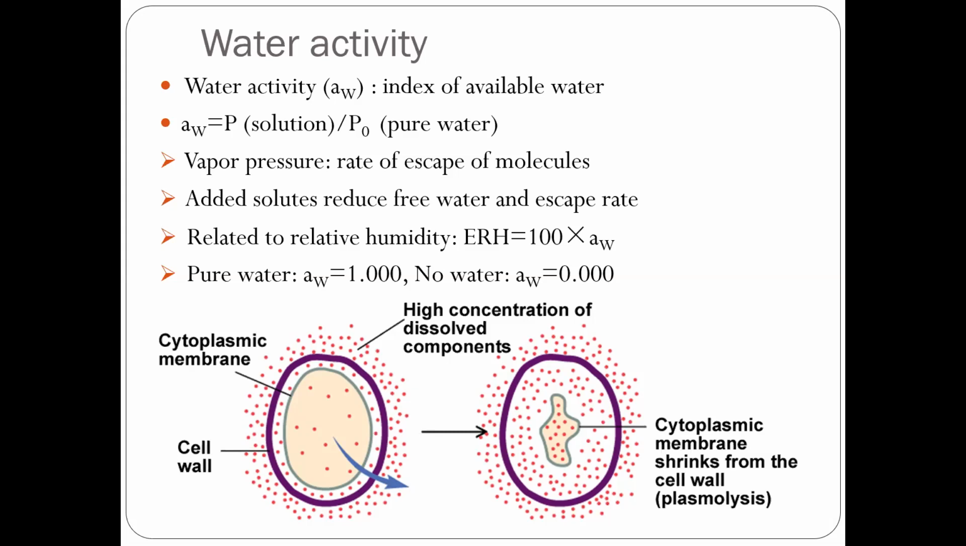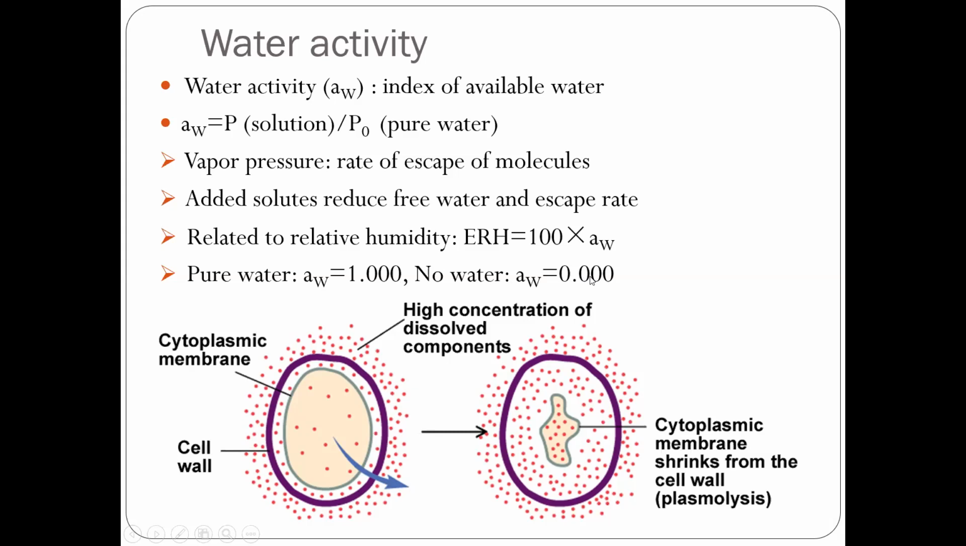That's called available water. It is calculated by the vapor pressure of the solution divided by the vapor pressure of the pure water. Now, what is the vapor pressure? That is the rate of escape of molecules, which means how fast the molecules can evaporate or escape from the surface. Usually you need to know pure water is 1.000. No water is 0.000.